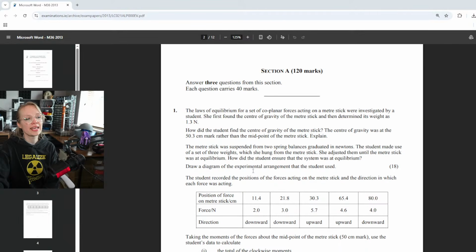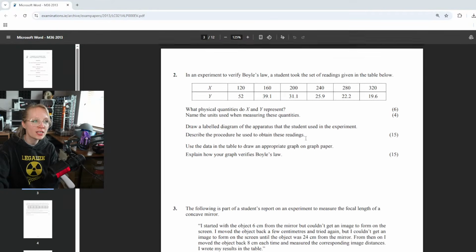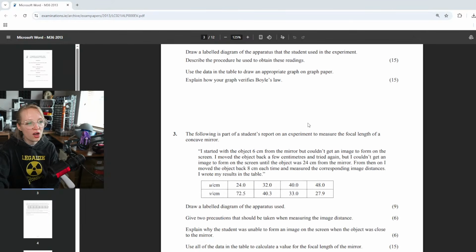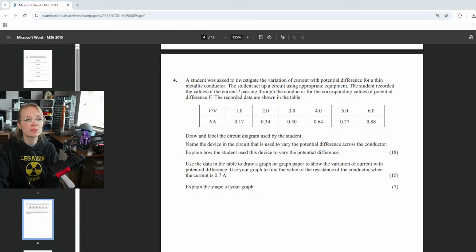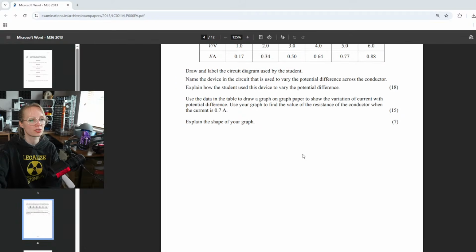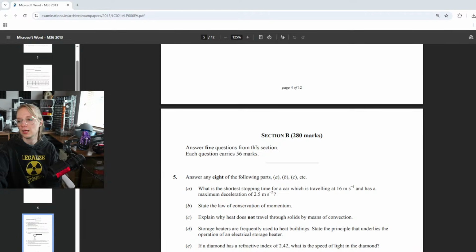So section A was always an experiment that was mandatory to study. So this was an equilibrium one. It was about plotting, getting a straight line, Boyle's law, focal length of a concave mirror, current and potential. So basically you were given a bunch of data, you had to plot it, draw the best line, explain the shape of your graph. It's just basically forcing people to study their experiments, which is really unfair as well, because some schools don't have the financial support to have all those experiments available.